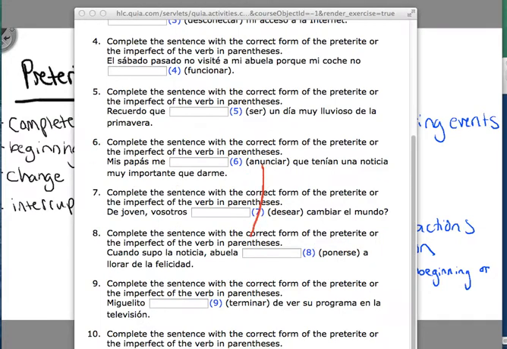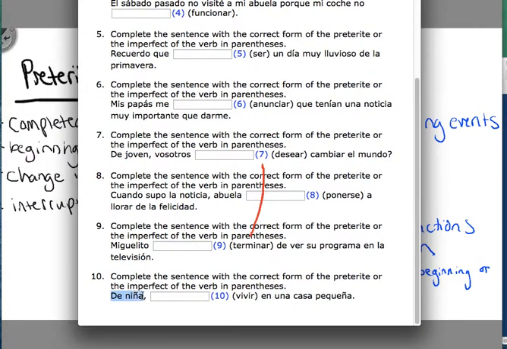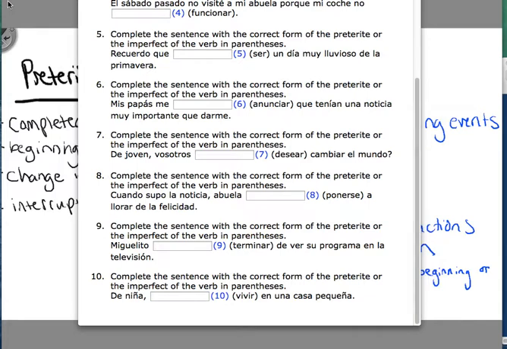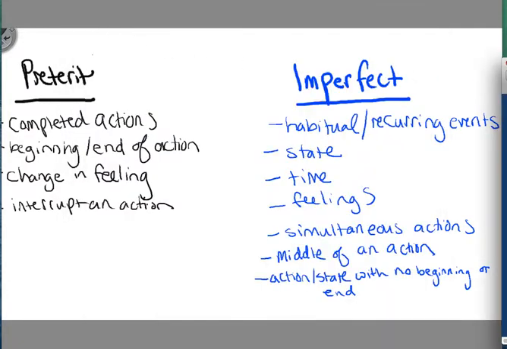And let's take a look at the bottom one here. De niña. When I was little, I lived in a small house. Okay? Imperfect. All right. That's just a few from the previous lesson that I wanted to point out, to walk you through how to figure out which one it is, okay? Preterite or imperfect. Let's take a look at one from this week's homework.